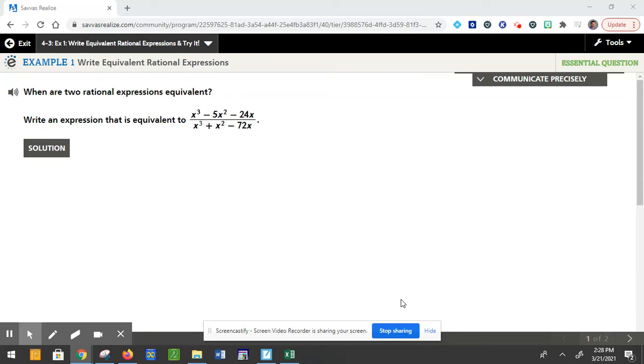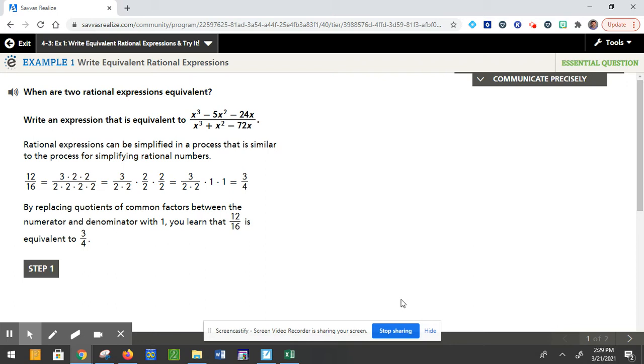Welcome to lesson 4.3. We are going to be multiplying and dividing rational expressions. So the first thing we're going to do is just how to simplify one. When it says write an expression that is equivalent to this expression, we're really going to be simplifying the fraction, in a sense.